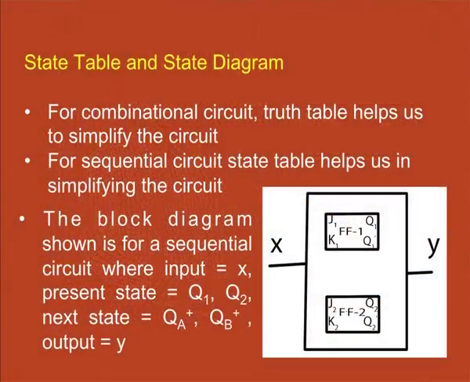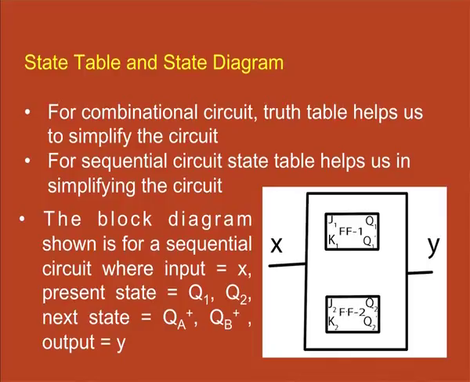State table and state diagram. For combinational circuit, truth table helps us to simplify the circuit. This we already have discussed thoroughly in our previous lectures. But for sequential circuit, state table helps us in simplifying the circuit. So, the truth table is useful for combinational circuit, whereas the state table is useful for sequential circuit.